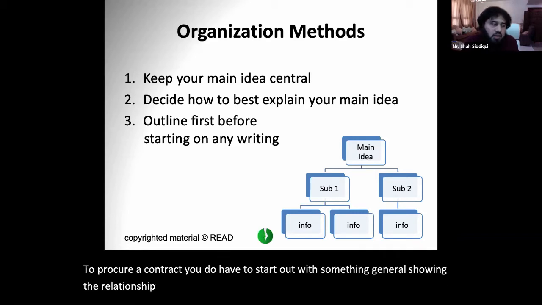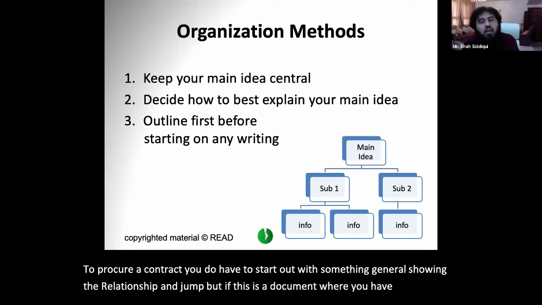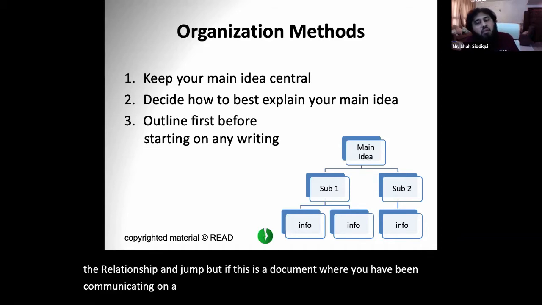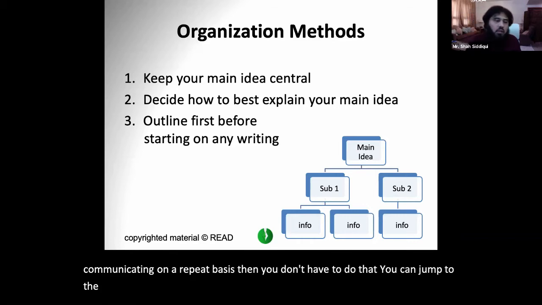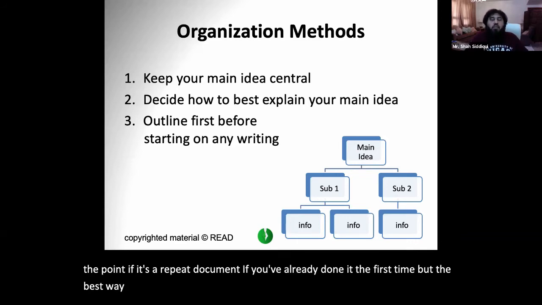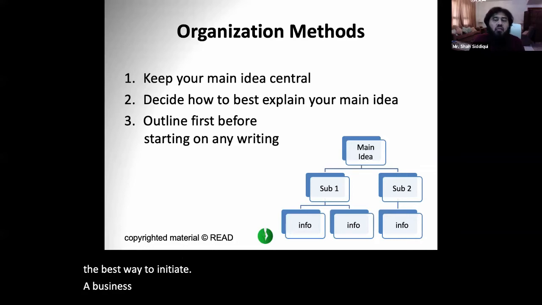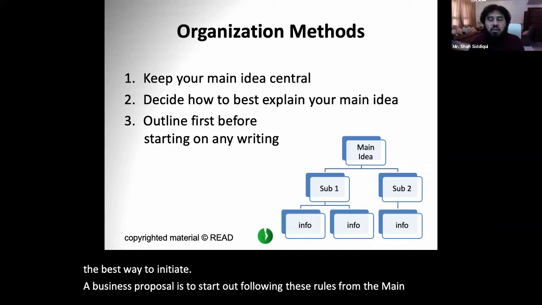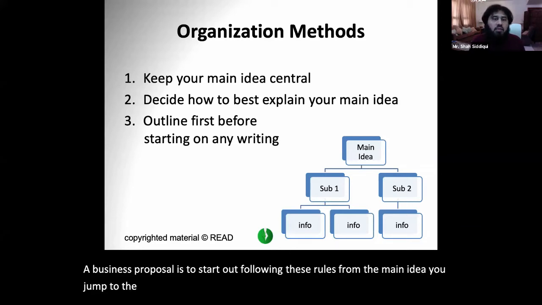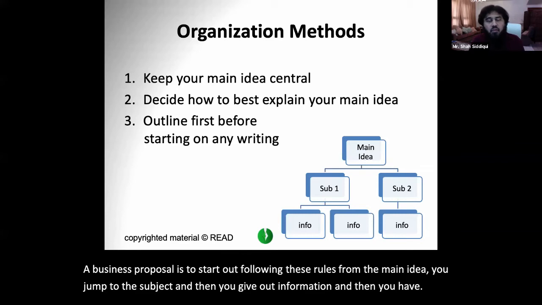But if this is a document where you have been communicating on a repeat basis, then you don't have to do that. You can jump to the point if it's a repeat document, if you've already done it the first time. But the best way to initiate a business proposal is to start out following these rules. From the main idea, you jump to the subject, and then you give out information, and then you have a closing argument, which you would end.